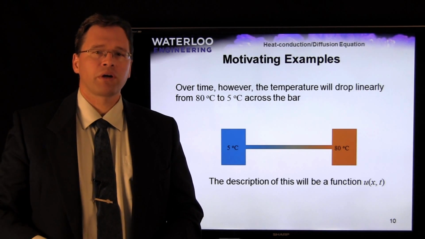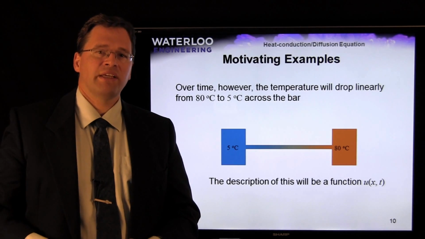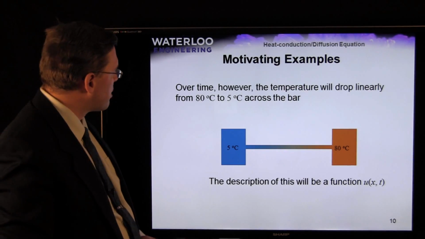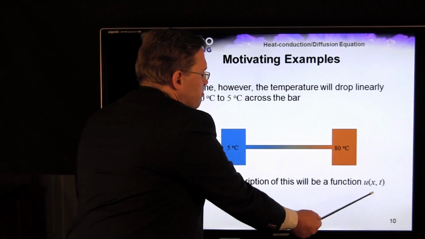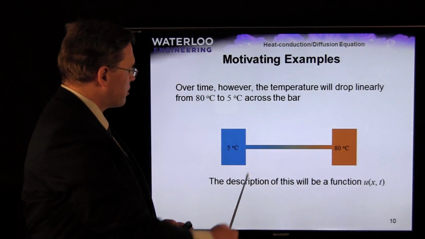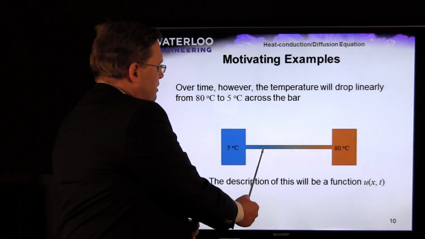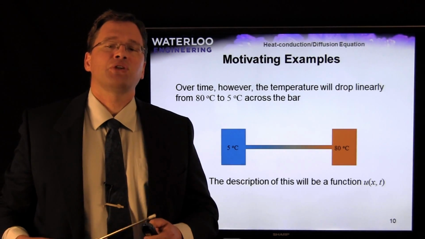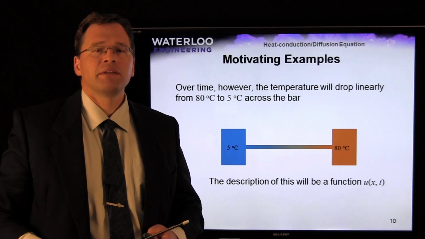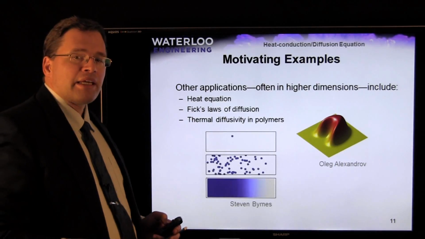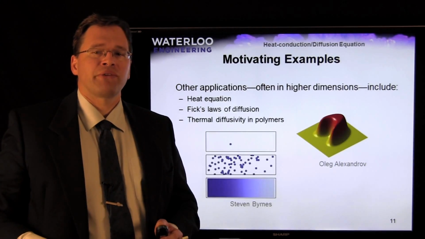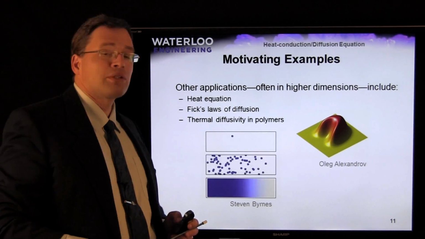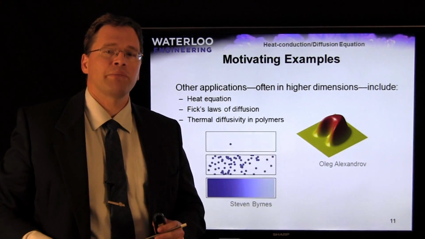This again is a characteristic of temperature. Temperature is nothing more than the vibrations of the individual atoms and molecules. Now, how are we going to describe this? We're going to describe the temperature as a function both of space and time. We want to know what the temperature is here initially, and we'd also like to know how the temperature at that point changes over time. Other applications, which often use 2 or 3 dimensions, include the heat equation, Fick's laws of diffusion, and thermal diffusivity of polymers.